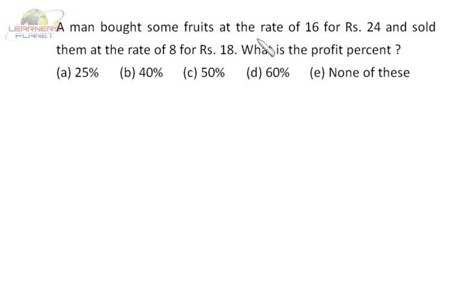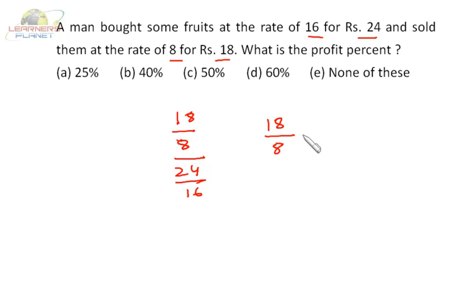A man bought some fruits at the rate of 16 for rupees 24 and sold them at the rate of 8 for rupees 18. What is his profit percent? Further, we can calculate selling price by cost price ratio. So selling price is 18 by 8 and cost price is 24 by 16. Further, we are calculating the unit price. So it's 18 by 8 into 16 by 24 is SP by CP.